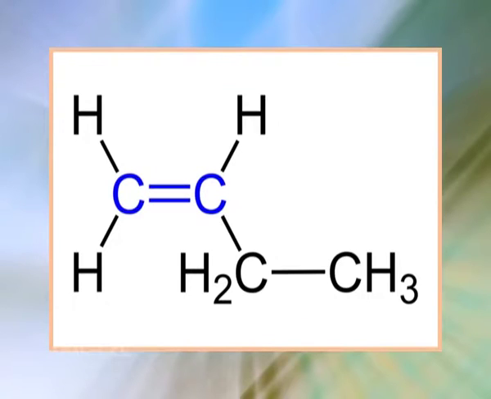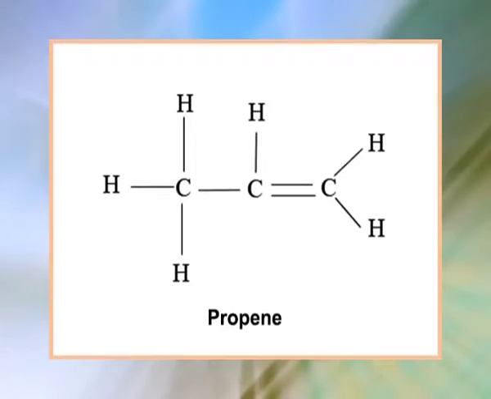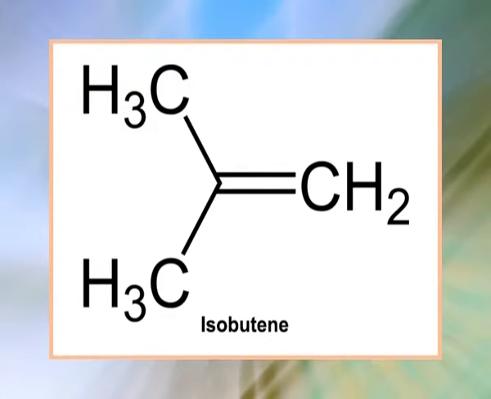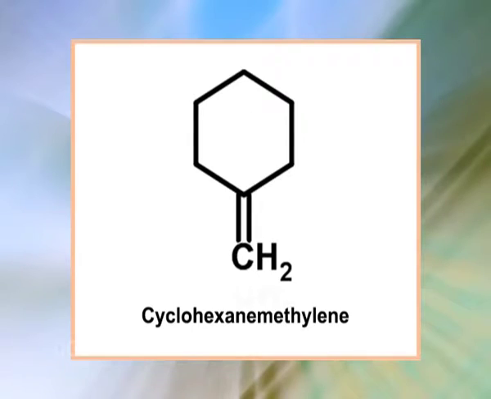For example, 1-butene has two identical hydrogens on one end of the double bond. Reversing their position does not give a different compound. The molecules which do not show geometrical isomerism are propene, but-1-ene, isobutene, and cyclohexane methylene. For an alkene to show geometrical isomerism, the groups on the same side of the double bond must be different.